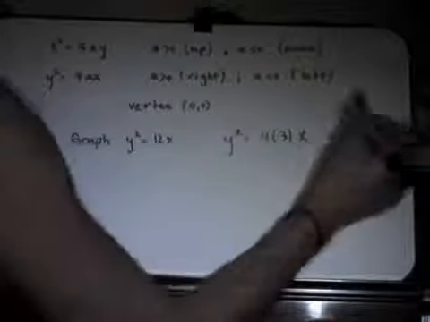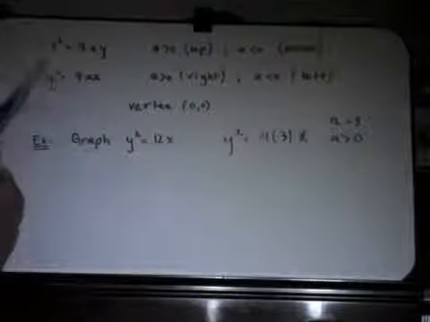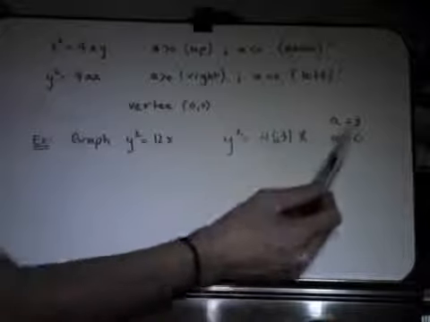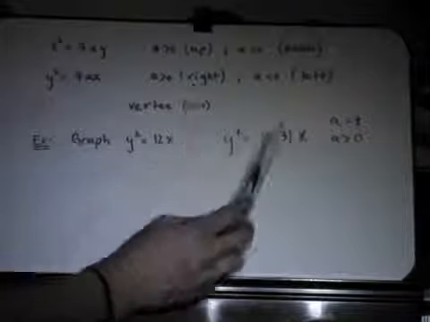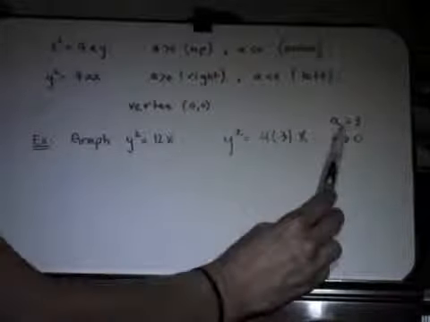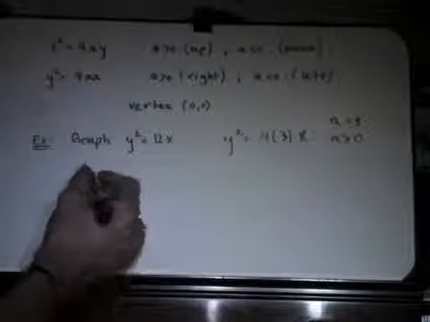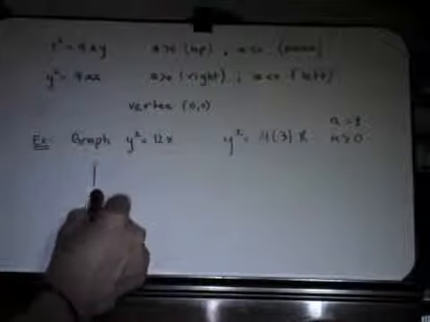A is going to play a role in the graph. A is greater than 0, of course, so we are going to have a parabola that's opening to the right. Since we have y squared and our a value, which is 3, is positive, that means we're going to be opening to the right. So we rewrite our equation like this in order to see our value of a, and then we come over to our graph.